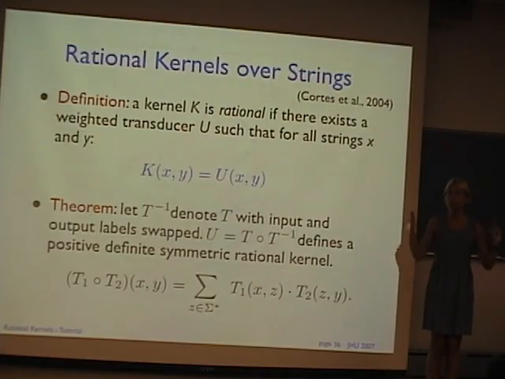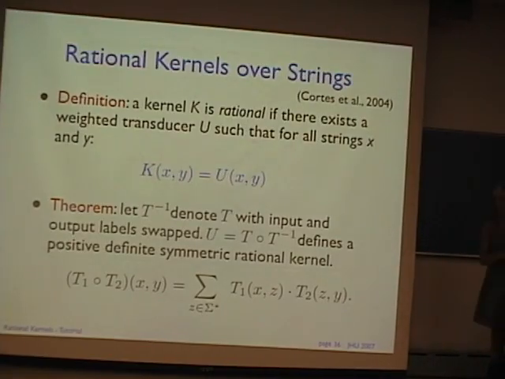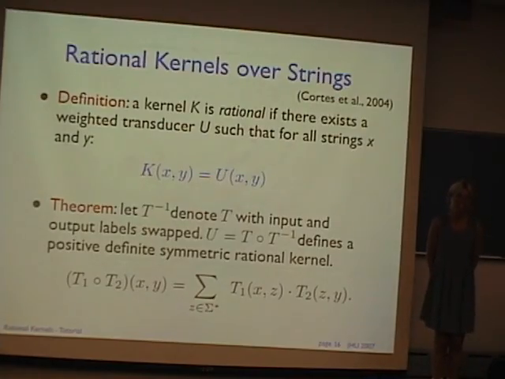Remember, we only needed to know the value of an inner product between 2 inputs. Now the inputs are not vectors, now the inputs are strings or lattices. So, is the converse true? Is every positive definite symmetric rational kernel expressible as that? Very good question. We conjecture that it's true. We haven't been able to prove it so far.